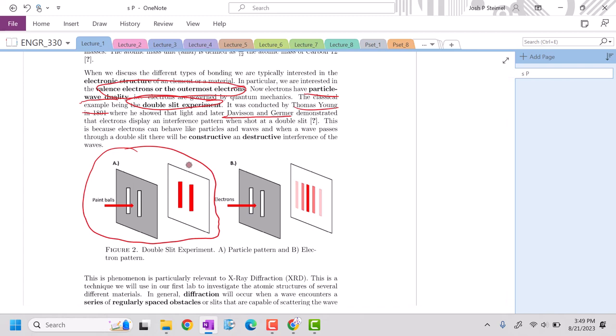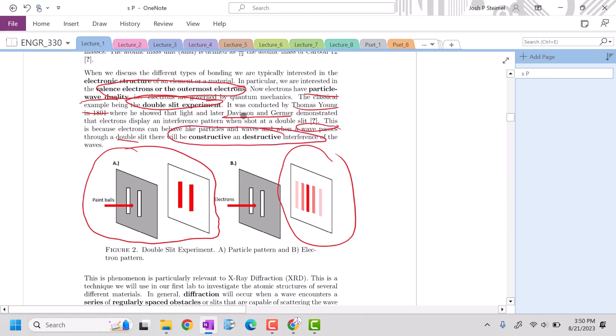If I shoot a ray of electrons, or light, as Thomas Young did, through these double slits, on the other side you'll observe a pattern called a diffraction pattern or an interference pattern. This illustrates that these electrons are not behaving as particles in this instance, but as waves. This interference pattern comes from the wave passing through the double slit. There will be simultaneous constructive and destructive interference that leads to this type of pattern.